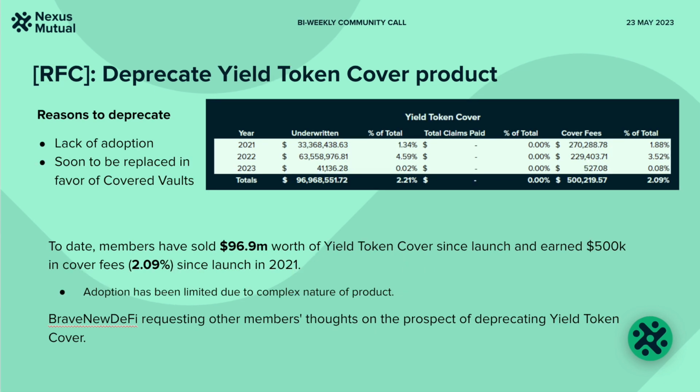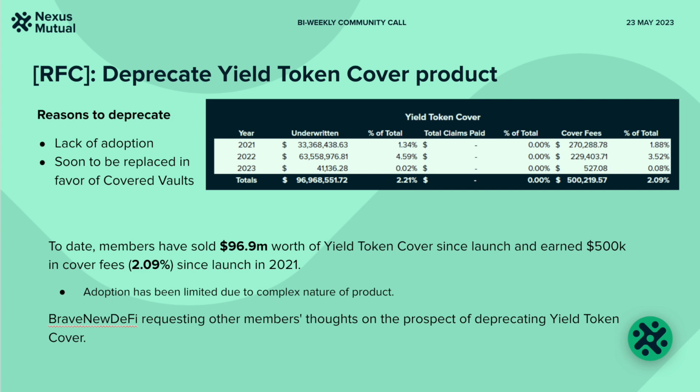And then a little detail about the RFC for yield token cover. So this one specifically, we haven't paid out any claims, but we haven't seen a lot of adoption here. This is a more sophisticated or complex product, and it's been kind of difficult to adequately explain this and make it accessible for the average person. And because of that lack of adoption, we haven't seen a tremendous amount of cover sales since this was launched in the summer of 2021. And cover fees, while they've been a net positive for the mutual, have been relatively low.